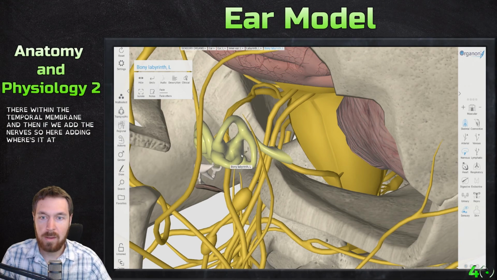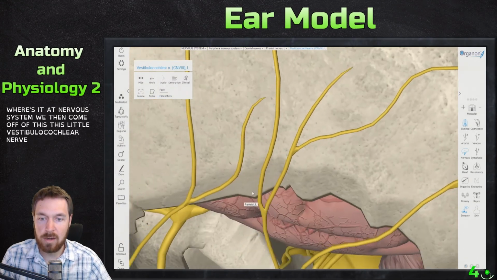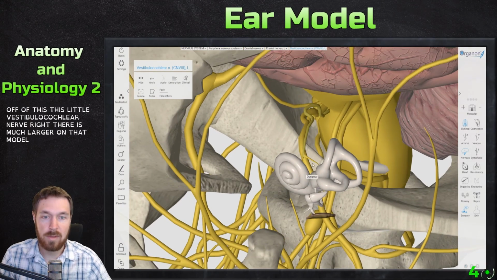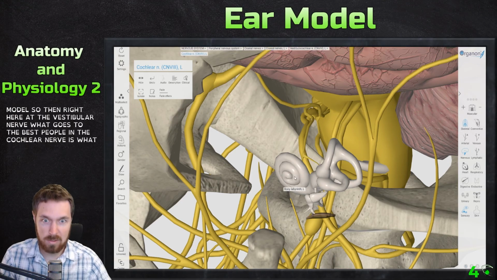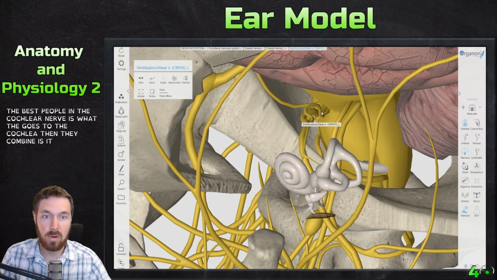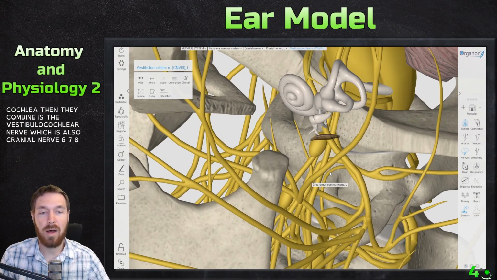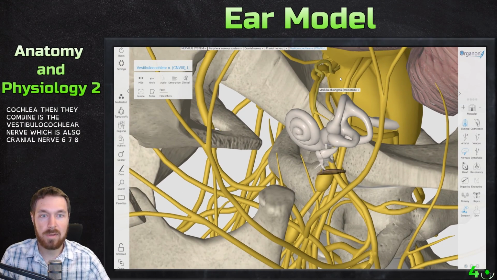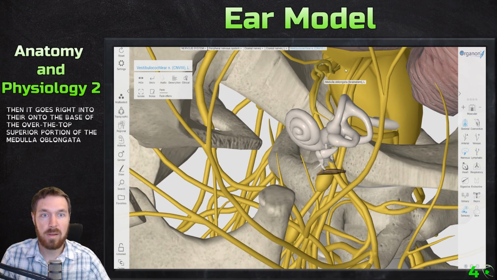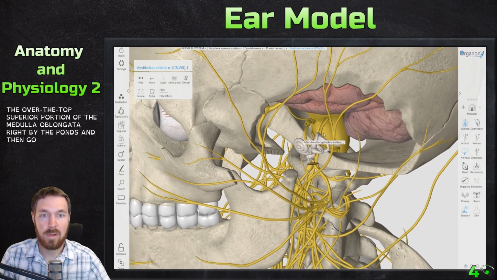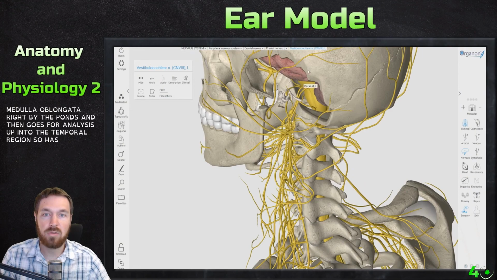And then if we add the nerves, so here adding the nervous system, we then come off of this little vestibular cochlear nerve right there. It is much larger on that model. So then right here, the vestibular nerve is what goes to the vestibule, and the cochlear nerve is what then goes to the cochlea. Then they combine into the vestibular cochlear nerve, which is also cranial nerve 8. So then it goes right into there onto the base of the top superior portion of the medulla oblongata, right by the pons, and then goes for analysis up into the temporal region. So it has a little bit to travel to get up there then.